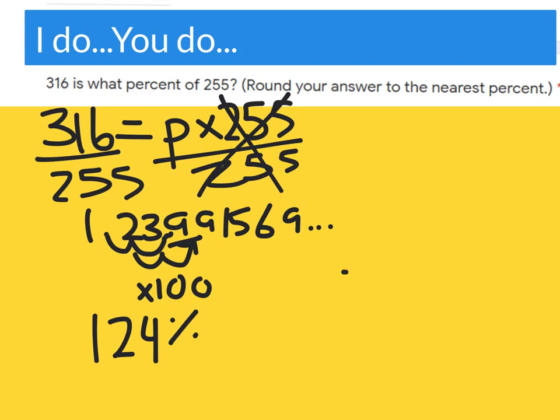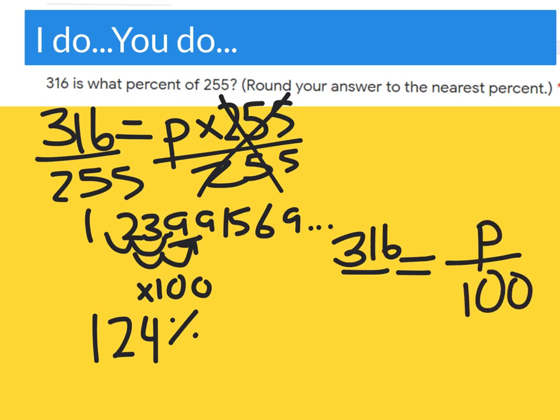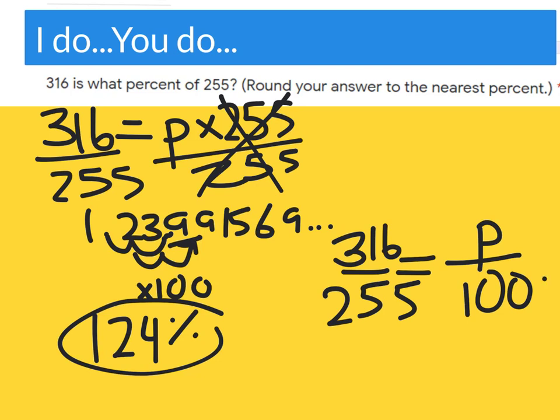Now, here's what it looks like as your proportion. 316 is, that's the part. What percent, we don't know. Remember, there's always 100 in there. Of 255. So you notice the part is bigger than the whole, so that's why it's over 100%. You would, of course, be ready to multiply the diagonals and divide by the other one.